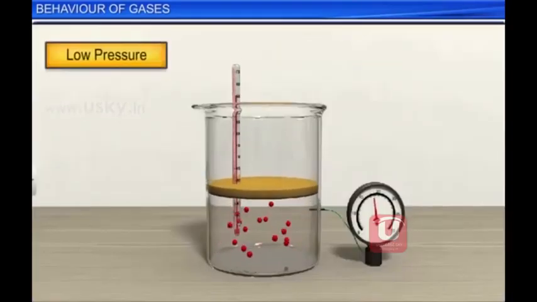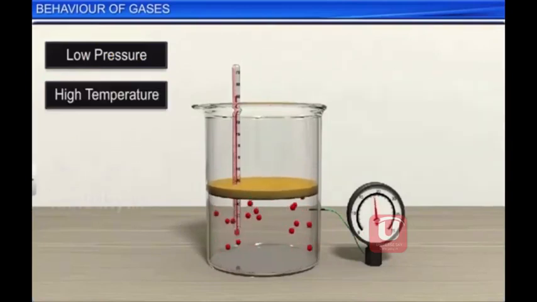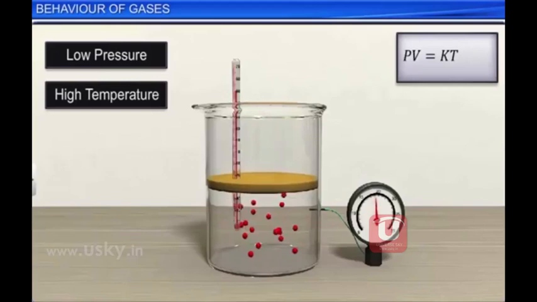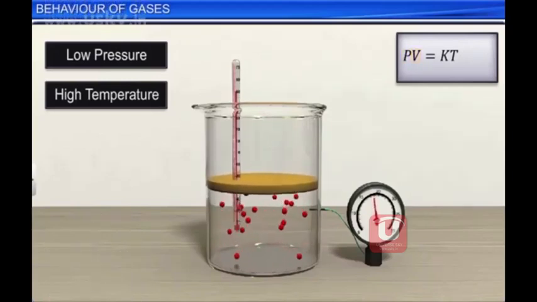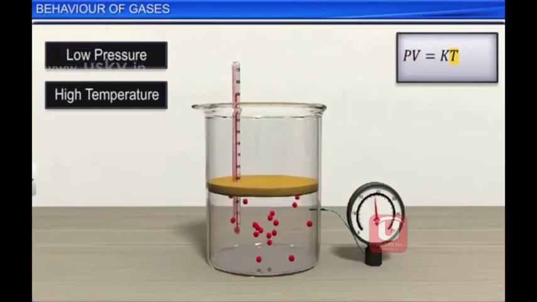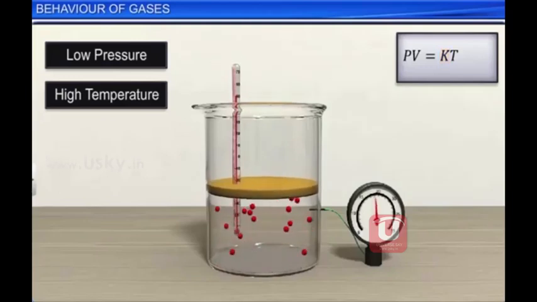Gases at low pressure and high temperature satisfy a simple relation. PV = KT, where P is the pressure, V is the volume, T is the temperature in Kelvin scale, and K is the proportionality constant. Let this be equation 1.